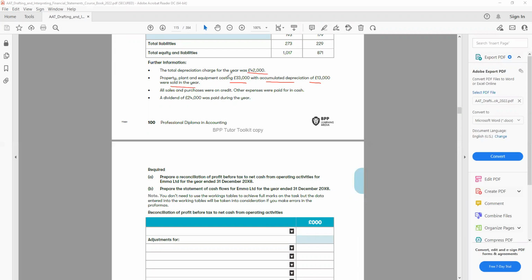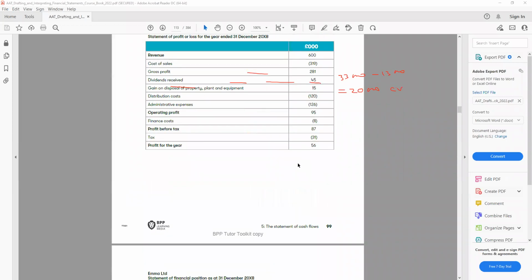It's a little bit tricky. So we need to find the cost. Cost is 33,000 and the depreciation was already 13. So we need to find out how much the carrying value was. Now 33 minus 13 gives me 20. So 20,000 is the carrying value. Now, if I sell for more than the carrying value, I make a gain. If I sell for less than the carrying value, I make a loss. Now, I don't know how much I sold it for, so I need to do a little bit of workings.